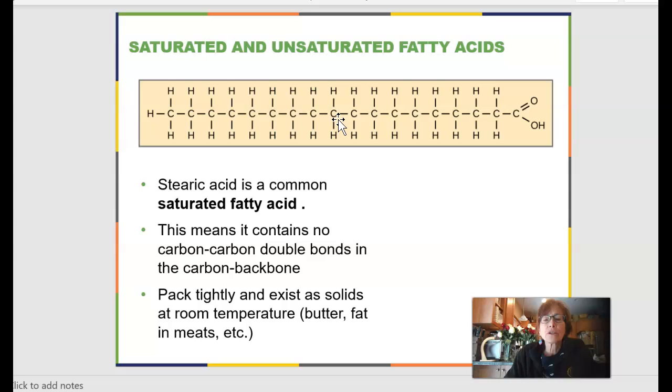And the reason saturated fats are an issue with us in our diet is because their structure, this linear structure with no double bonds, nice and flat, will allow them to pack, and they pack tightly, and they can create things in our bodies which clog our blood vessels. So that's why we try to avoid saturated fats. This fatty acid itself is called stearic acid, so it's just one form of this kind of saturated fat.